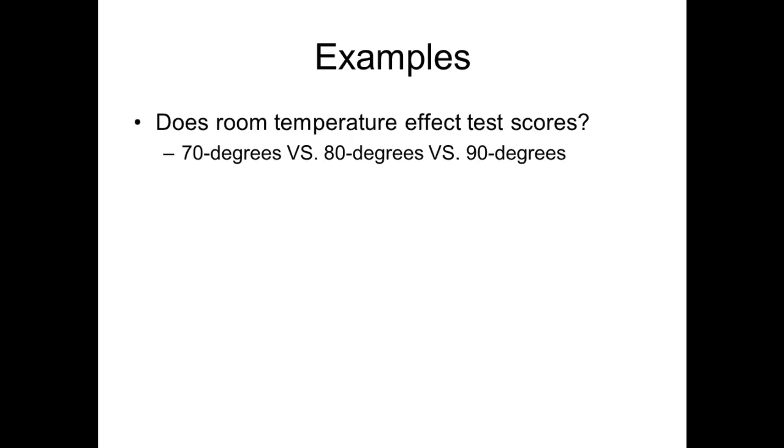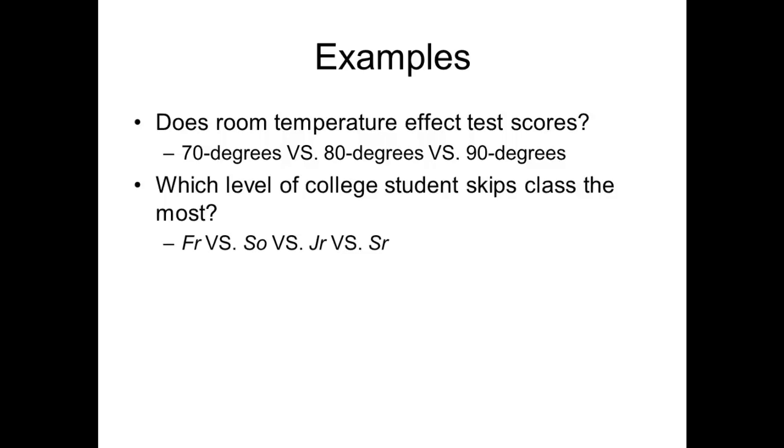So here are a few examples of when you would use the ANOVAs. Does room temperature affect test score? Let's say you have one room that has 70-degree temperature, one room that has 80-degree temperature, and one room that has 90-degree temperature. Because we have 3 groups, we would need the ANOVA.